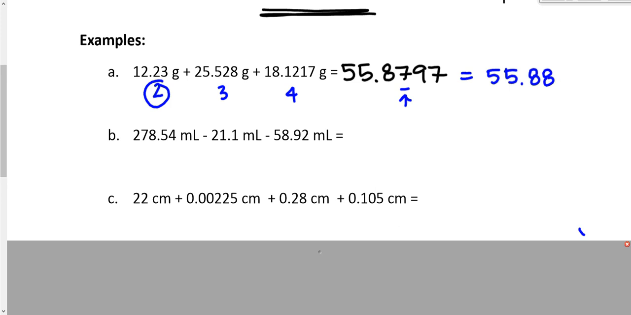And then we don't want to forget units. When you add and subtract, your units have to match. We've got grams, grams for all of these. So our answer will be in grams. All right, so let's do another one.